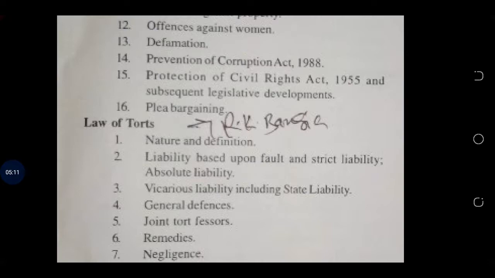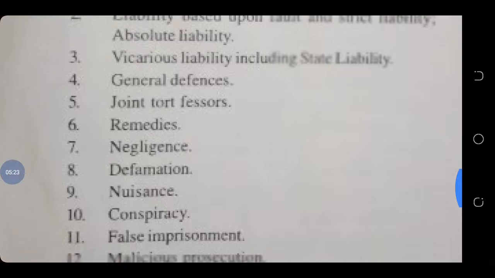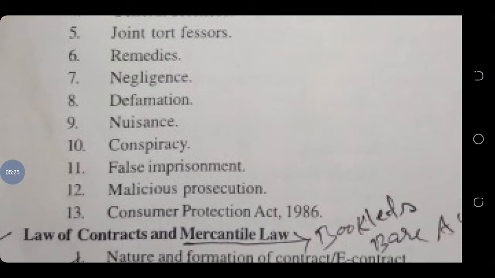Next, paper 2 consists of law of torts, which covers nature and definition, liability based upon fault, and strict liability, absolute liability. Next, vicarious liability including state liability, general defenses, joint tort feasors, remedies, negligence, defamation, nuisance, conspiracy, false imprisonment, malicious prosecution, Consumer Protection Act 1986.